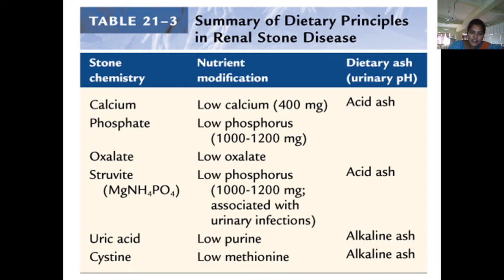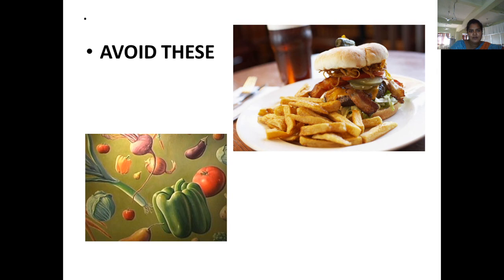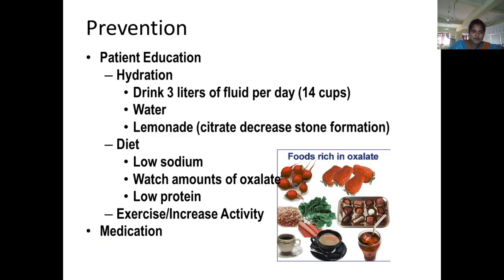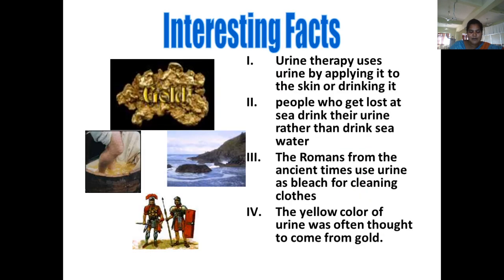Know which foods come under calcium rich, phosphate rich, oxalate rich and uric acid rich foods, so that you can plan a diet plan for this patient. Avoid junk foods, and have this much fluid. Mostly for prevention, make the patient hydrate and take a diet that is low in sodium, low oxalate and low protein, depending upon the types of stones. Exercise and meditations can be avoided.